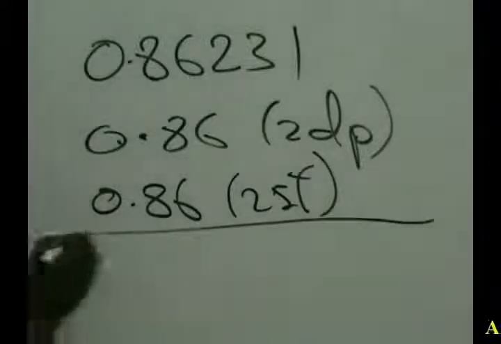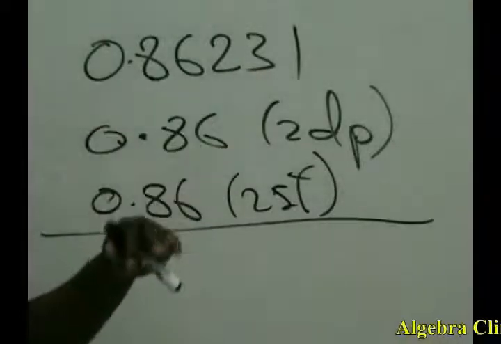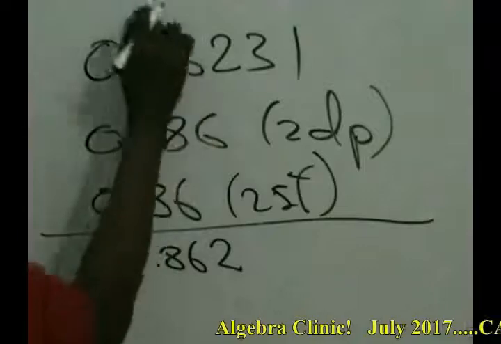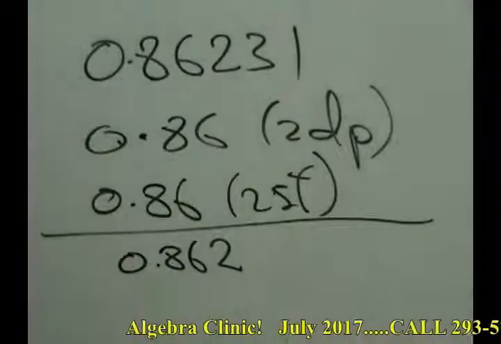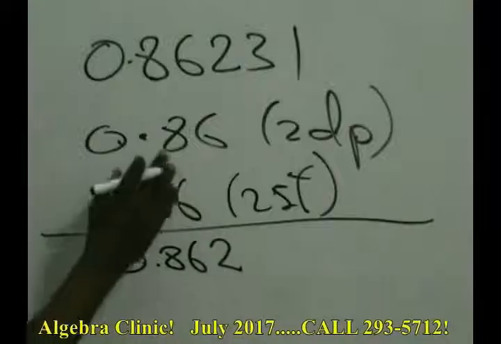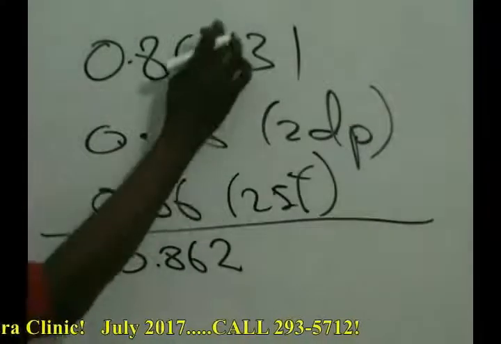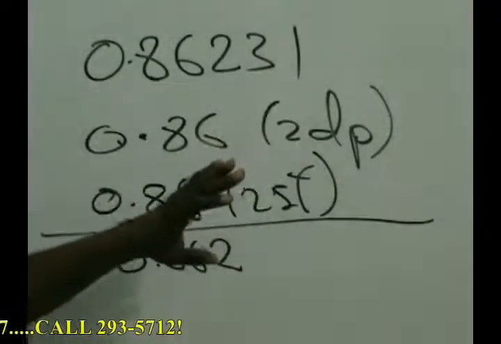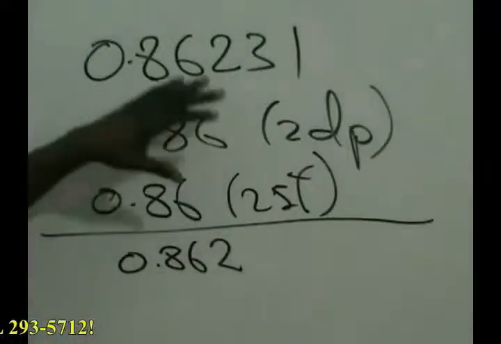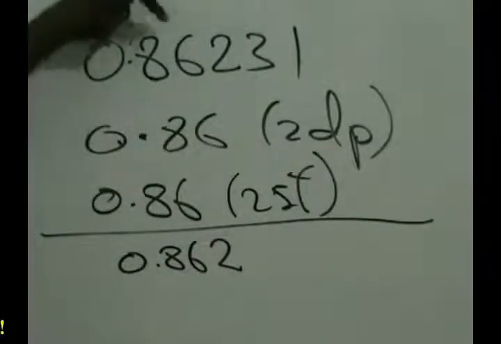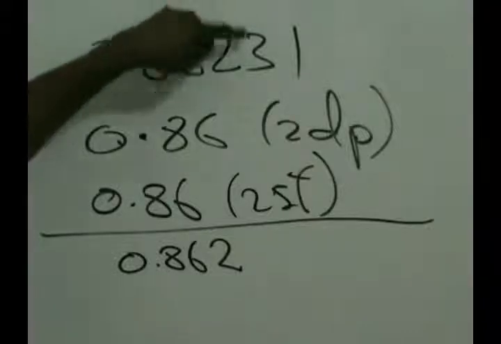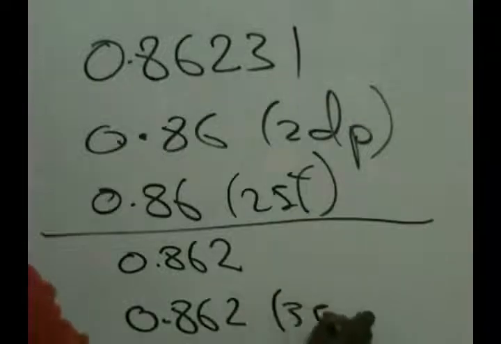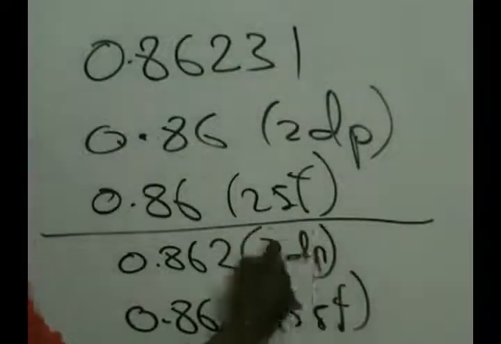And we could do 3 one time. 0.86231 to 3 decimal places will be 0.862. First decimal place, second decimal place, third decimal place. Because the 2 is followed by a 3. And similarly, 0.86231 to 3 significant figures will be first significant figure, second significant figure, third significant figure, followed by a 3. So our final answer will be 0.862 as well. So 3 SF, 3 DP.